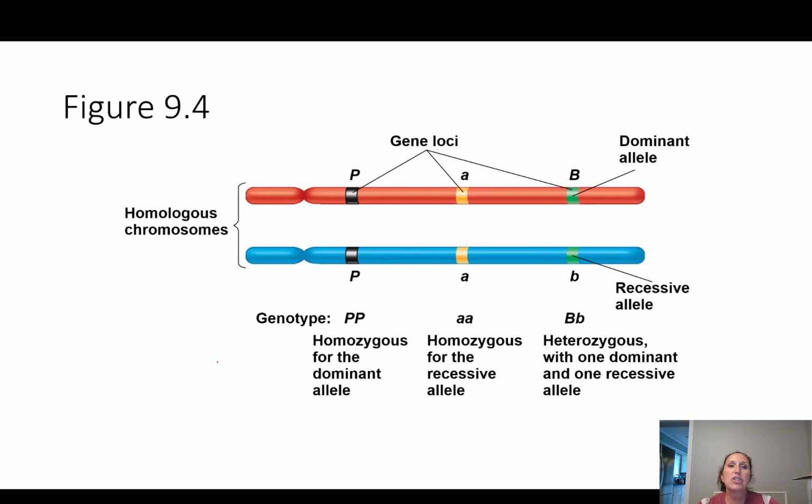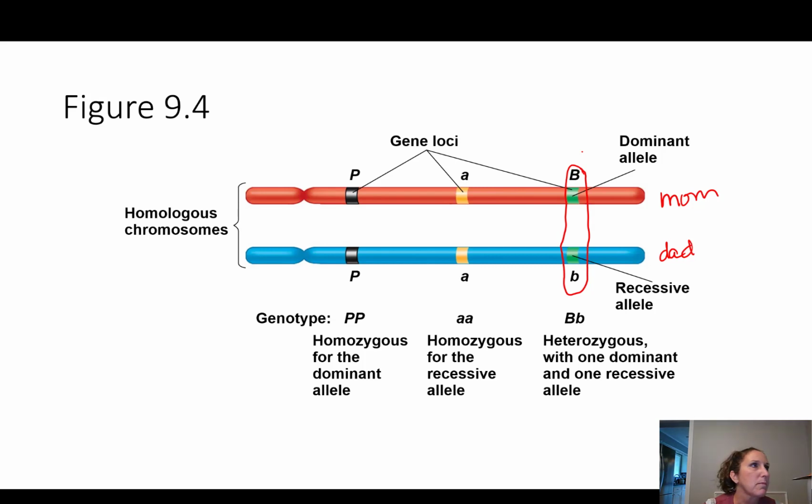Okay. And this is just showing you that the gene, let's say this is dad over here and this is mom, the gene you get from your dad and your mom are going to be located at the same place on the chromosome. That's what makes them homologous.